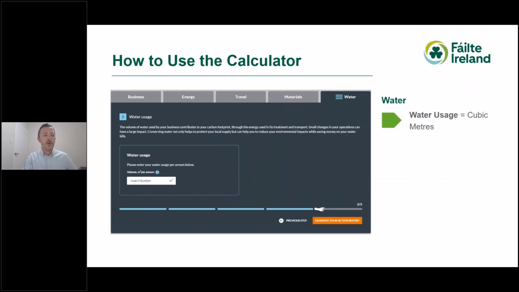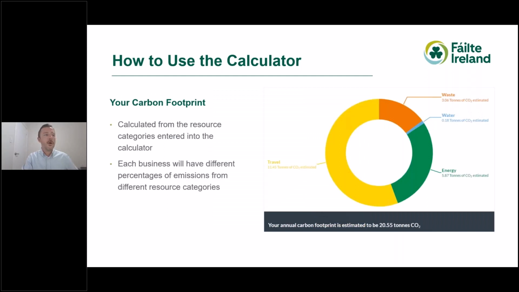And the final one is water. It's always the easiest. It's just a simple measure of how many cubic meters were used in a year. Again, this should be available on your invoices or utility data, and 12 consecutive months of water usage. And that's it. That's all the data that we're looking for.